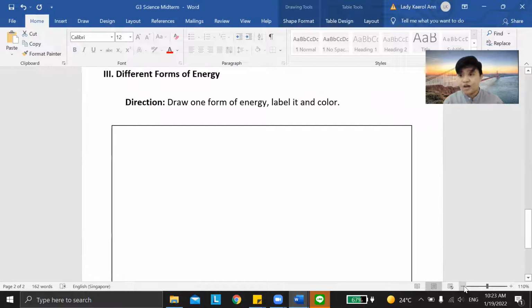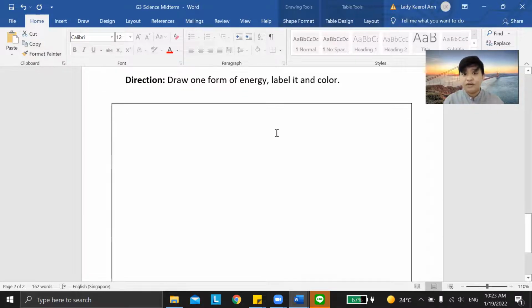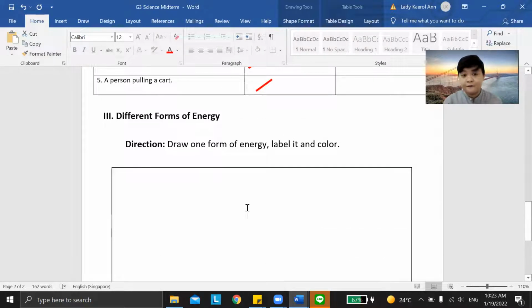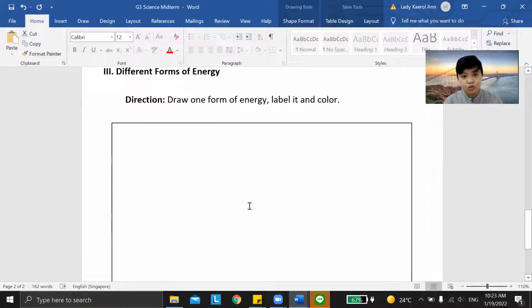So for part 3 of your exam, you will draw one form of energy, label it, and color. For example, for light energy, you can draw a light bulb, and you will write light energy and just color. This is basically a bonus for your test. So if you draw it nicely and you have labeled it correctly, I will of course consider it correct, and I will give you the maximum points for this.